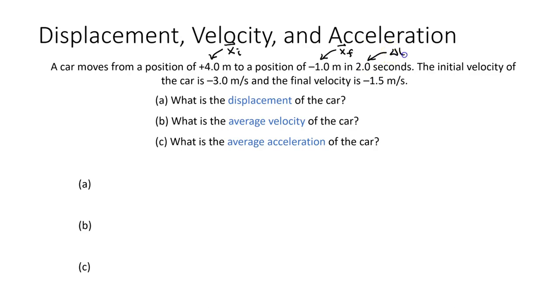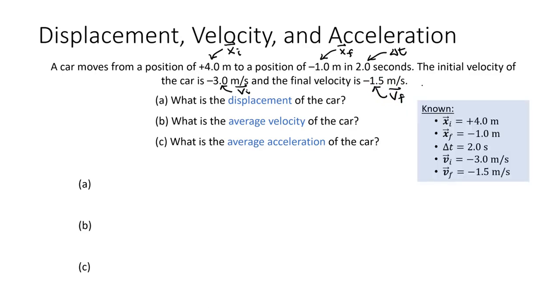So in our equations, that's delta t. Okay, the initial velocity, well, that's easy. It's telling me exactly what that is. So my initial velocity is -3 meters per second. And the final velocity, again, it's telling us exactly what that is. So v final is equal to -1.5 meters per second. So I could go ahead and summarize that in a little table of things that I know, and then I can calculate my given quantities.